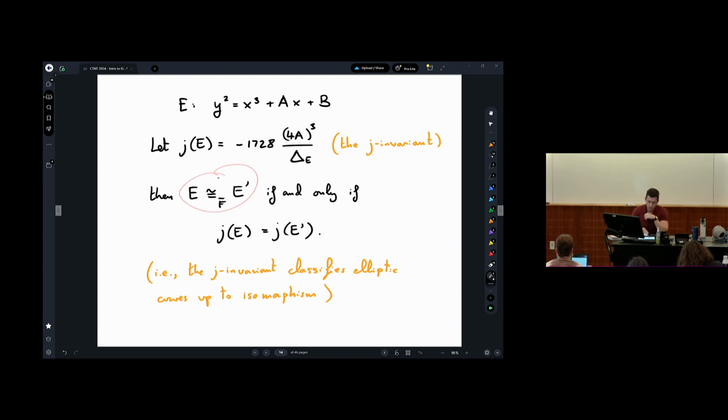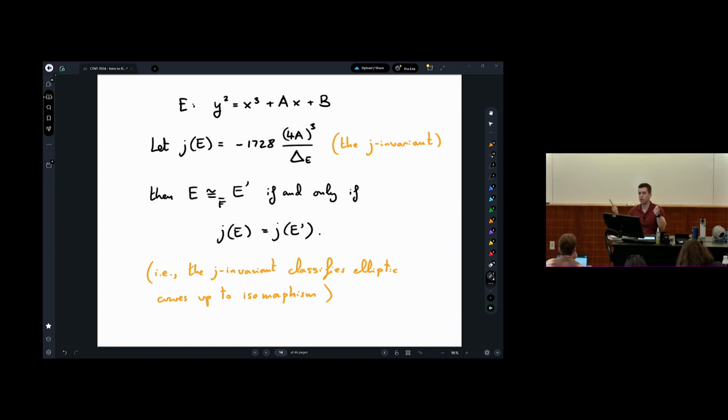They will be isomorphic, there will be a change of variables from one to the other, if and only if the j-invariants are identical. So that's why it's called an invariant, because it's invariant under isomorphism. So the j-invariant classifies elliptic curves up to isomorphism. So it's a very handy tool.